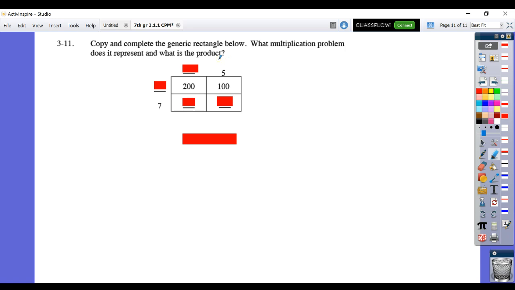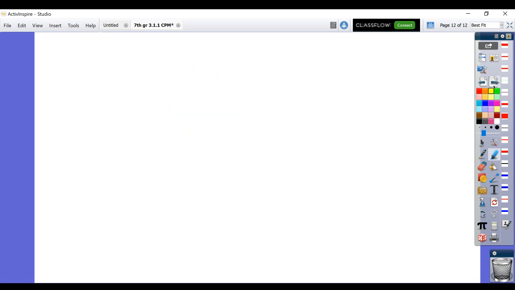3.11 asks you to go back and review a previous concept of generic rectangle. So what multiplication problem is being shown here? So remember, for example, you could say to yourself, all right, I know I have 100 here and 5 here. So what does this missing number have to be? What times 5 equals 100? All right, 7 times 5 equals what missing number here? Once you know this missing number, then you can figure out this missing number and so on. And then once you get it, you're going to write down your multiplication problem and, of course, the final answer.